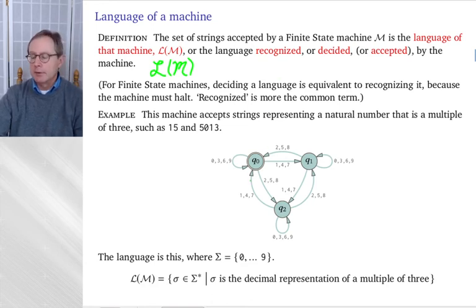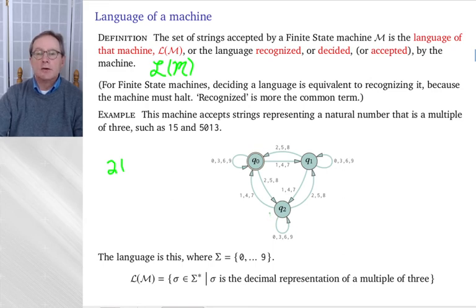So here's an example, time for an example. Here's a moderately complicated machine that accepts strings that represent a natural number that's a multiple of 3. For example, 15 or 5013, or let's try 21. Okay, so that's a string with two characters. You type those two characters onto the input tape, you press go, and you see what happens. So the machine starts in Q0, it strips off the leading character, the 2, and we follow the 2 arrow, we're down in state Q2.